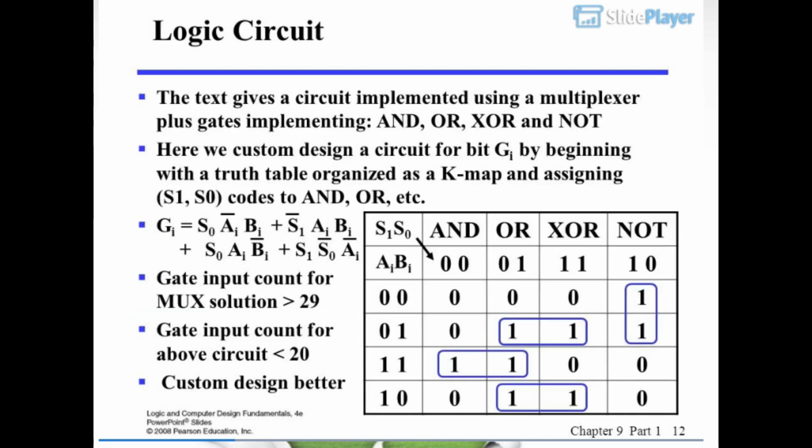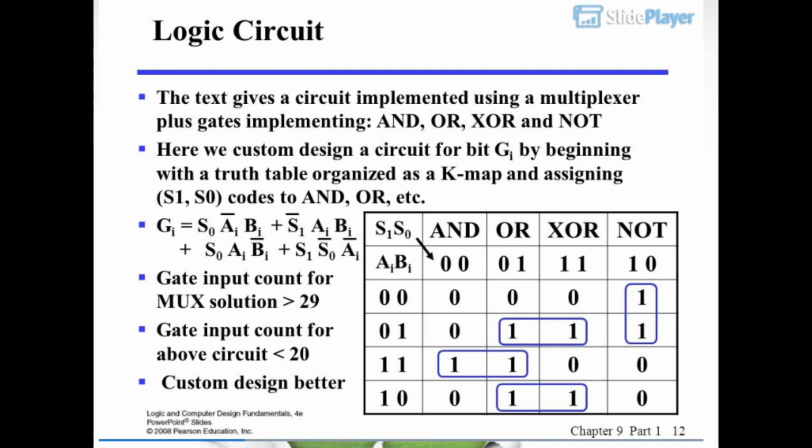Logic circuit: AND, OR, XOR, NOT. The text gives a circuit implemented using a multiplexer plus gates implementing AND, OR, XOR and NOT. Here we custom design a circuit for bit Gi by beginning with a truth table organized as a K-map and assigning S1, S0 codes to AND, OR, etc.